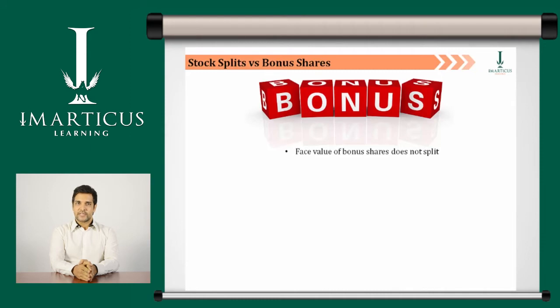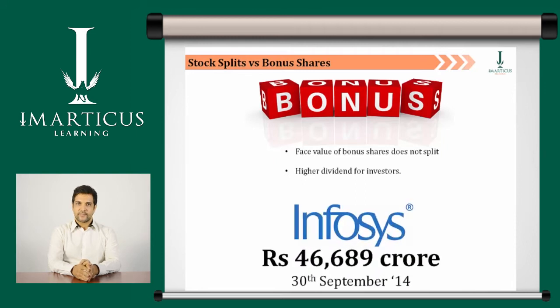Bonus shares are issued instead of a dividend. Bonus issues may also result in higher dividends for investors. For instance, if Infosys gives 30 rupees per share dividend next year, investors who hold this stock will get 60 rupees because of the bonus they got this year. For the last quarter of 2013, Infosys reported reserves of 46,689 crores as of September 30th, 2014, which is why it decided to issue bonus shares at a ratio of 1:1.